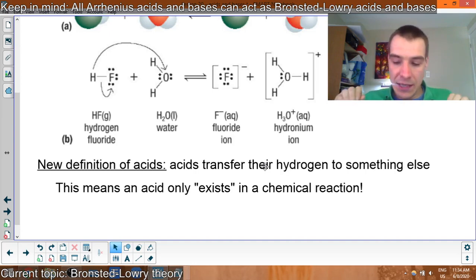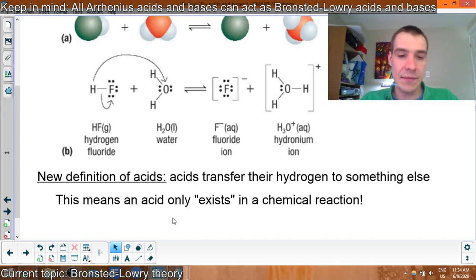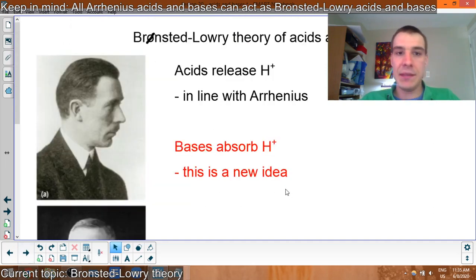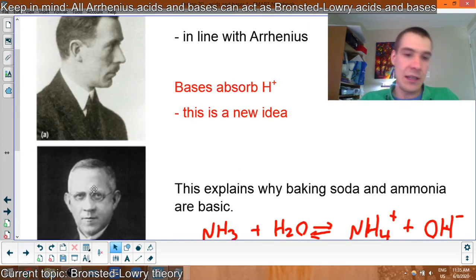And this means that acids and bases will only exist during a reaction, right? This has to happen during a reaction. This hydrogen has to go somewhere. It's not just free floating. It actually has to go and attach to something. And so acids and bases only work if you can see it during a reaction. You can't just say something is an acid. You have to say it acts as an acid when it's meeting something else. And that's why I said act as Bronsted-Lowry. So that's where we get Bronsted-Lowry. Here's Bronsted and here's Lowry.